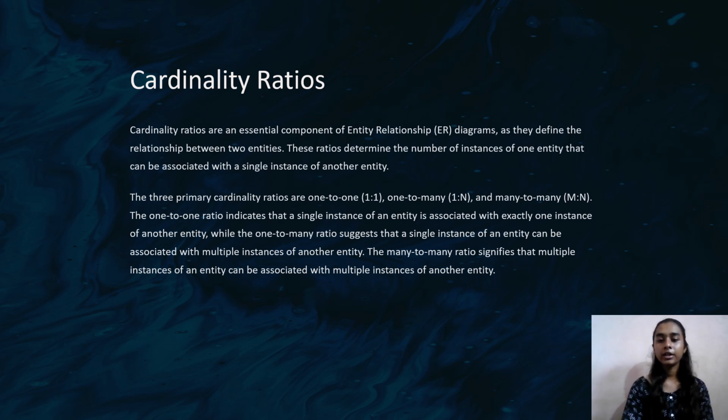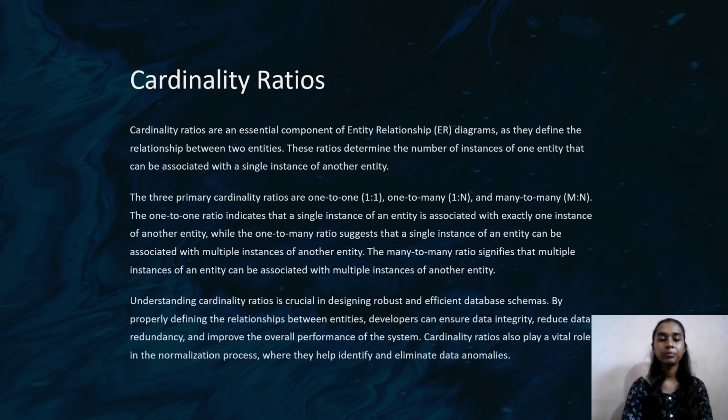The many to many ratio signifies that multiple instances of an entity can be associated with multiple instances of another entity. Understanding cardinality ratios is crucial in designing robust and efficient database schemas. By properly defining the relationships between entities, developers can ensure data integrity, reduce data redundancy, and improve the overall performance of the system. Cardinality ratios also play a vital role in the normalization process, where they help identify and eliminate data anomalies.